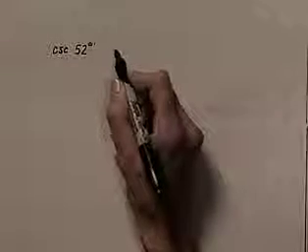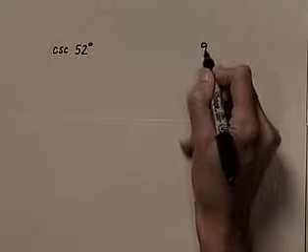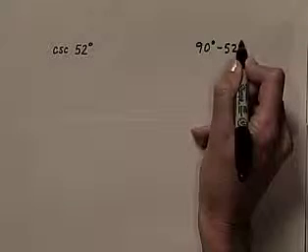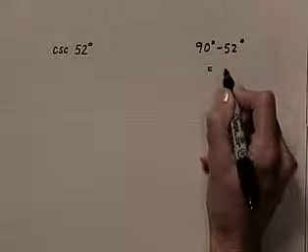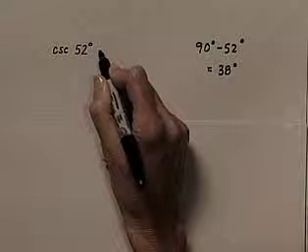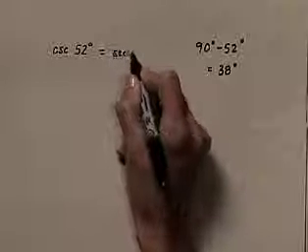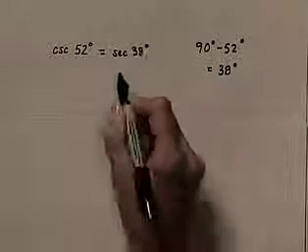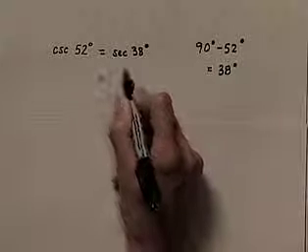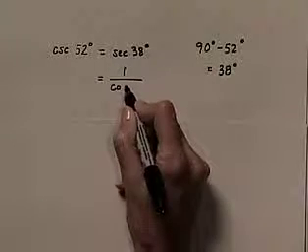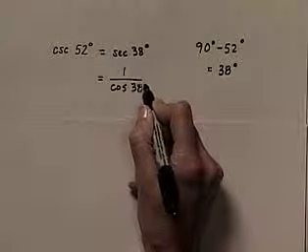The first example that we want to consider is to evaluate the cosecant of 52 degrees. What we're going to note is that the complementary angle of 52 degrees can be found by taking 90 degrees and subtracting 52 degrees from it. That's going to give us a value of 38 degrees. And therefore, we can evaluate the cosecant of 52 degrees by evaluating the secant of 38 degrees. Now, the secant of 38 degrees is equivalent to the reciprocal of the cosine function. So we'll have the reciprocal of the cosine of 38 degrees.